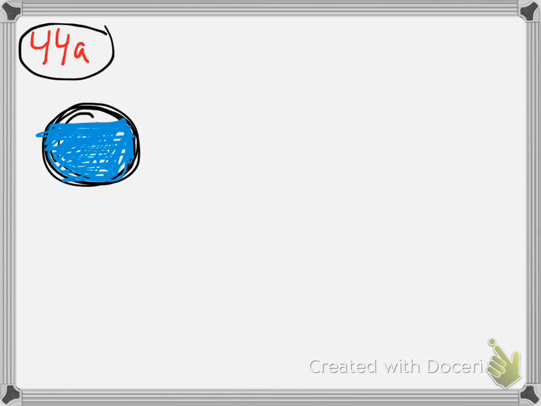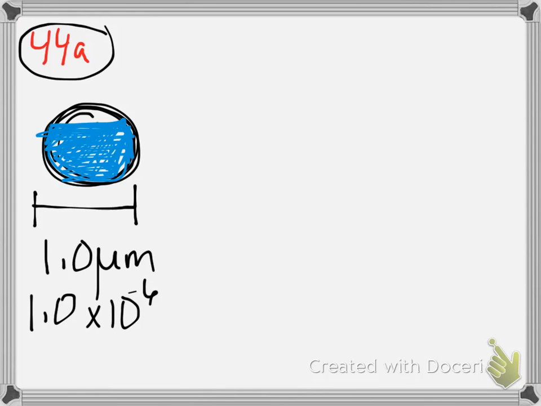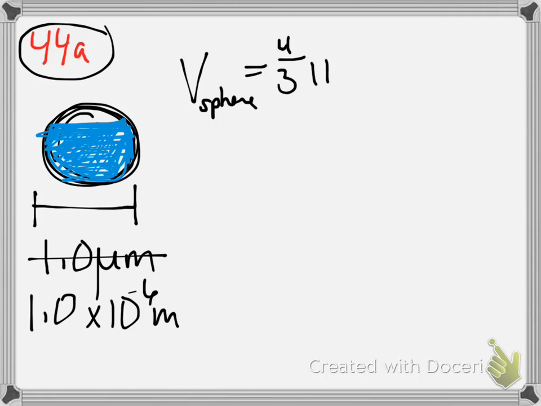We'll record this. Spherical cell, 90% water. So, what we know is that it has a diameter of 1.0 micrometers, or 1.0 times 10 to the negative 6th meters, right? This is all rehash of yesterday. We know that the volume of a sphere is 4/3 pi r cubed. Yeah?